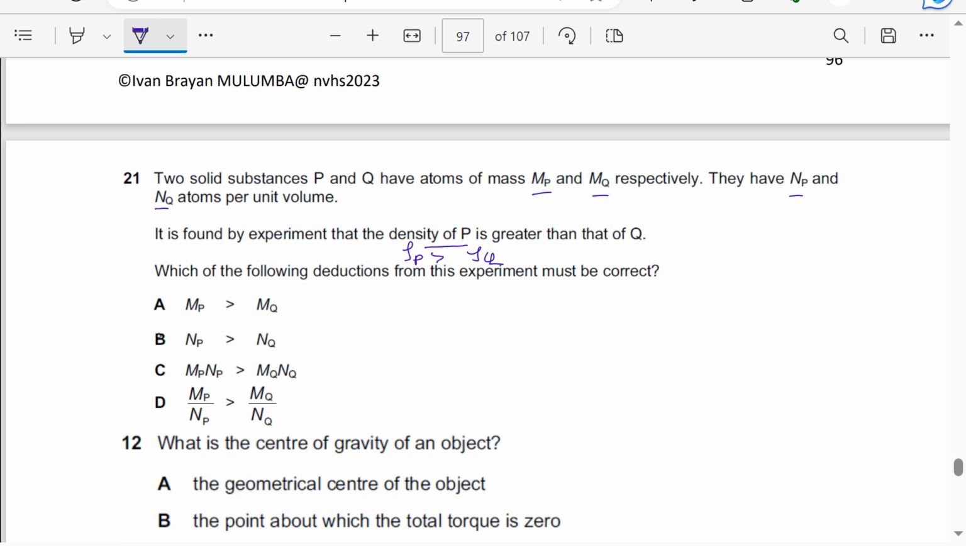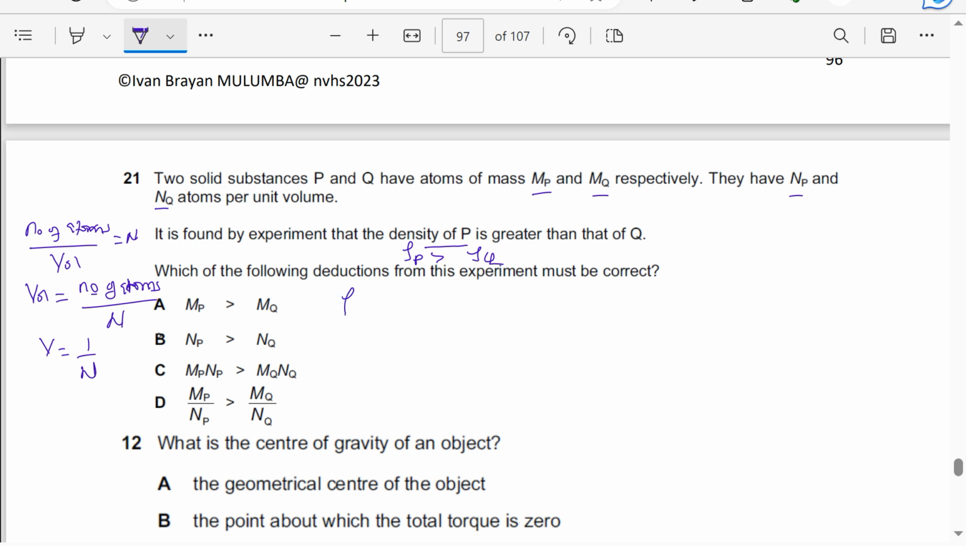So we note that the number of atoms, let the number of atoms over volume be simply n. That means the volume will be the number of atoms divided by n. So since it is per unit volume, it means V will simply be 1 over n. So let's now start.